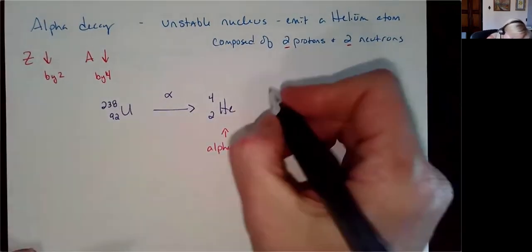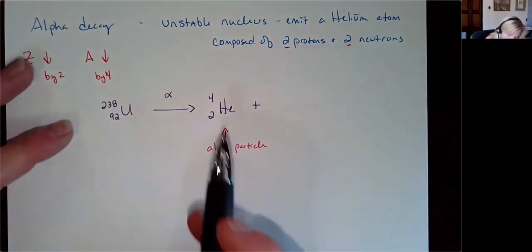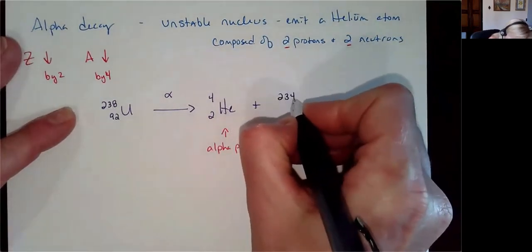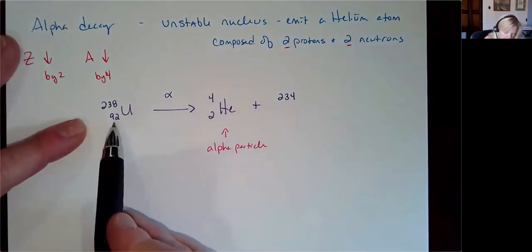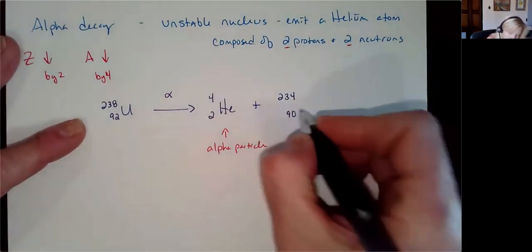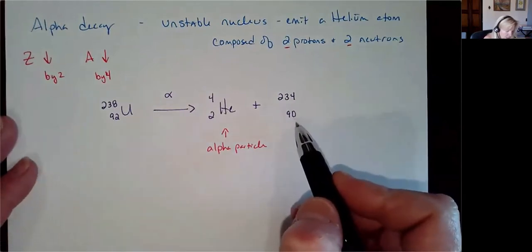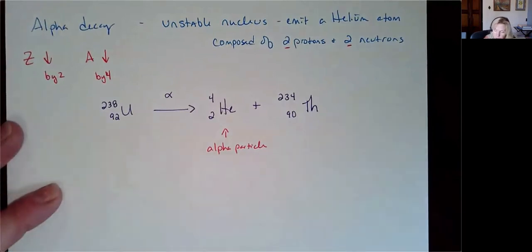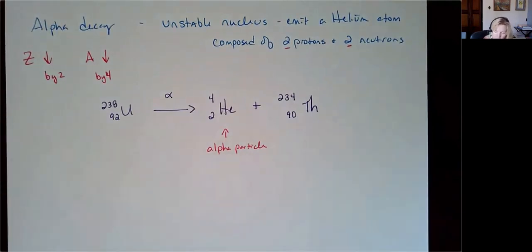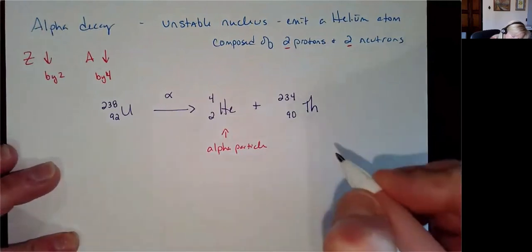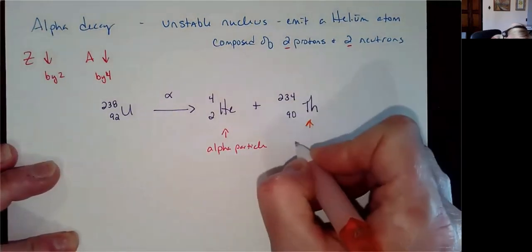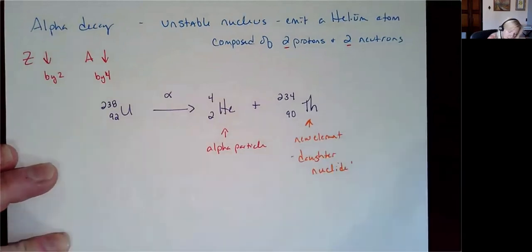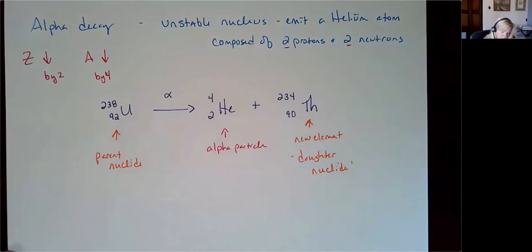And I'm going to create a new element. It's going to be what's left. So my mass number has gone down by 4, so this is going to be 234. My atomic number has gone down by 2, so that's 90. I'm going to look up on the periodic table and figure out what 90 is. 90 is this element here. So this is a new element that's been formed, and we call that the daughter element, or the daughter nuclide. So this is my alpha particle. This is going to be my new element. This is the daughter nuclide. This is my parent element or nuclide.